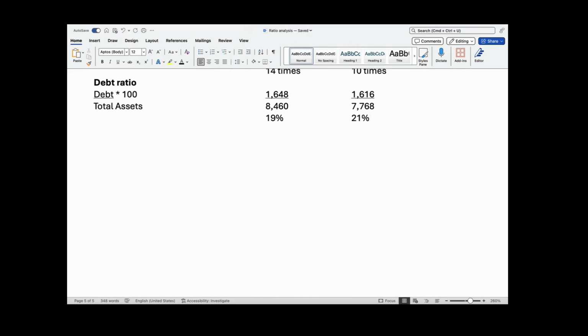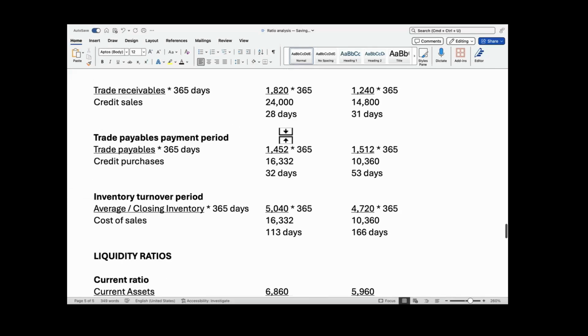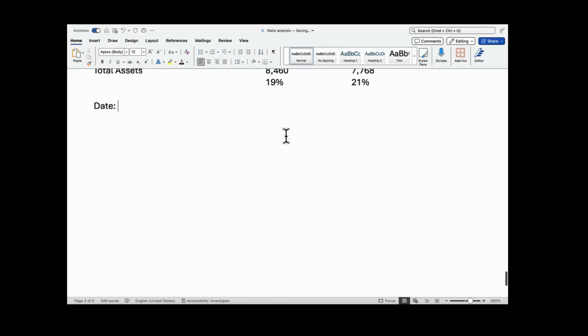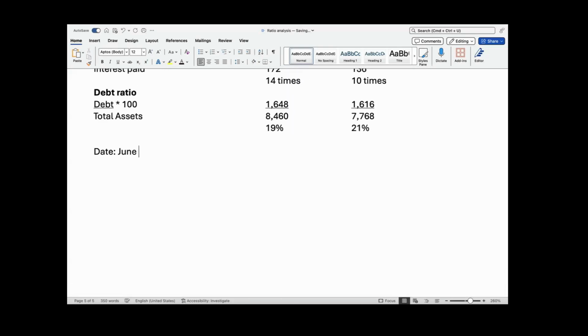Now, what we want to do is to then do our report. And how do you do the report? So we start with the dates. And you see, this report we are doing is just a memo because it is an internal report from you, the accountant of that company. Then you are writing it to the chairman. So the date that you would put, I would advise you just put the year end of the company, which is June 30th, 2023, or any date after that.